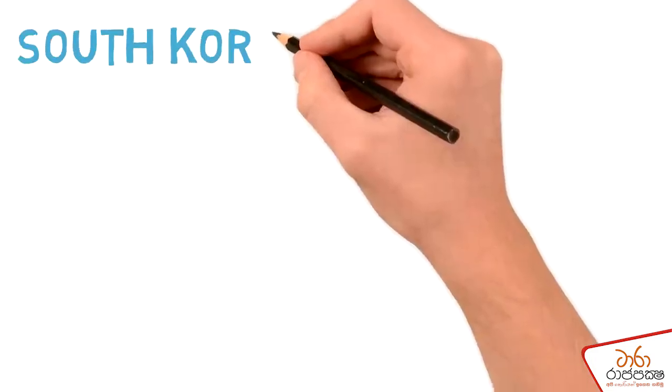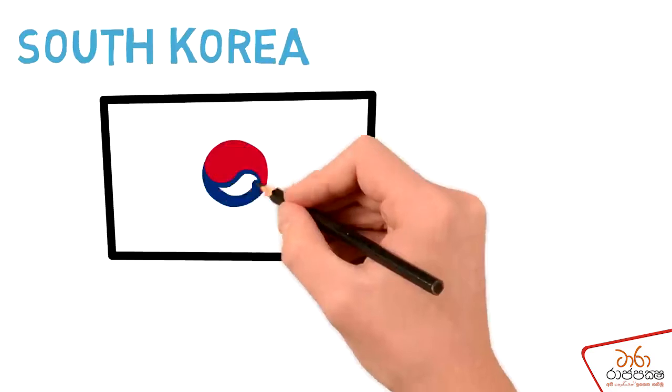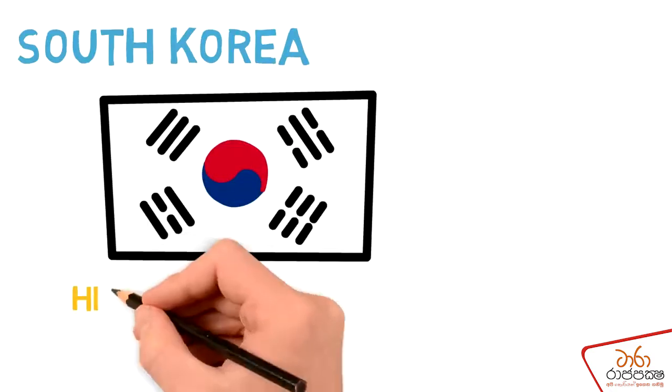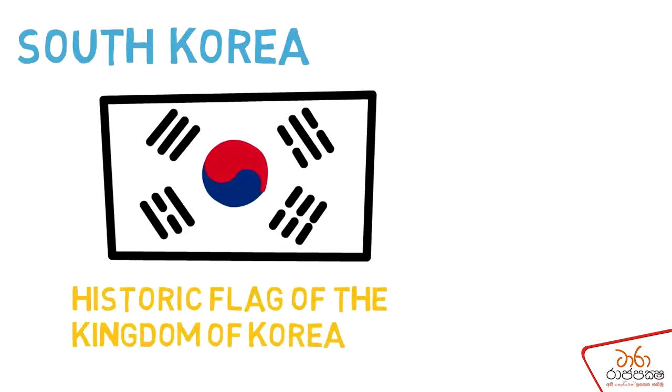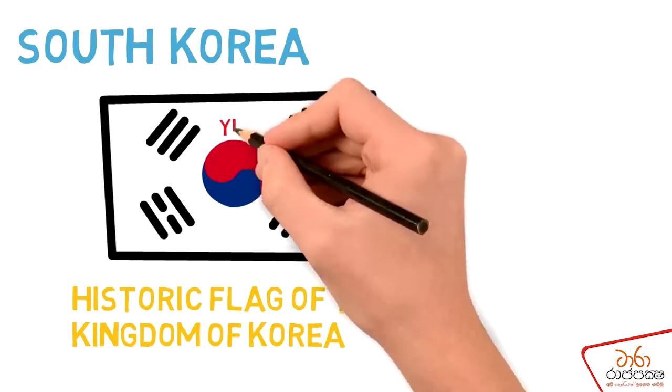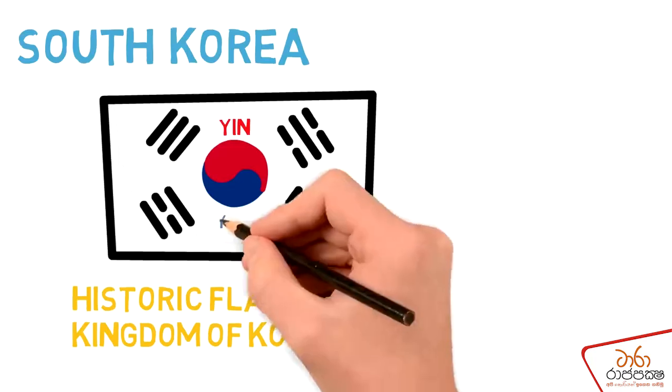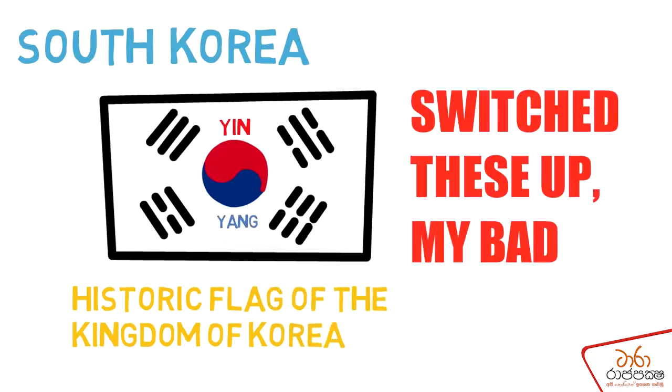Like I said, they kept the historic flag of the kingdom, representing the history and values of its people and culture. A white field representing the purity of the Korean people and their peace-loving spirit. The circle divided equally and in perfect balance. The red upper section represents the yang and the blue lower section represents the yin.